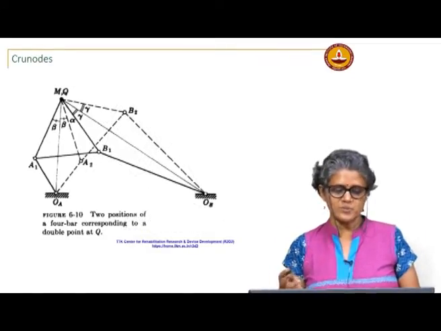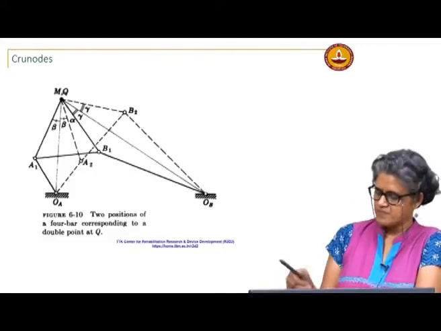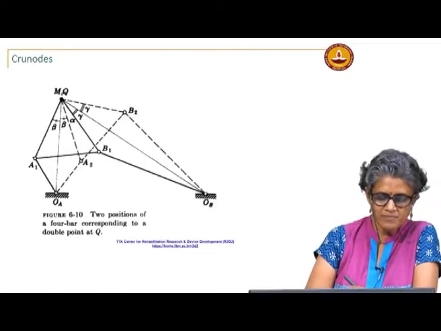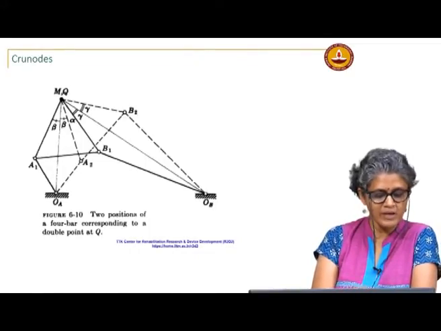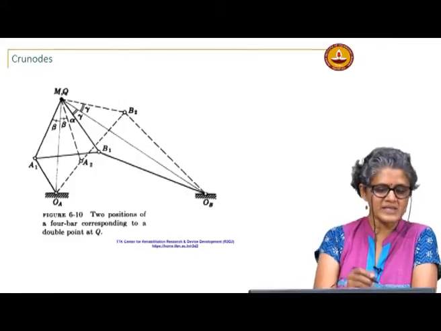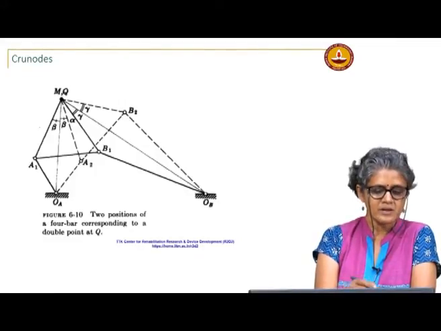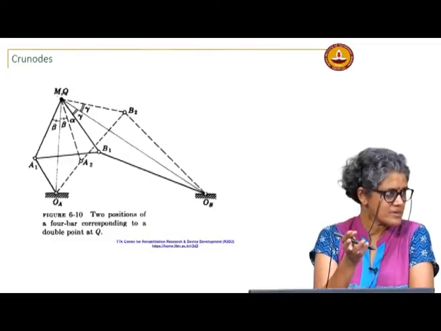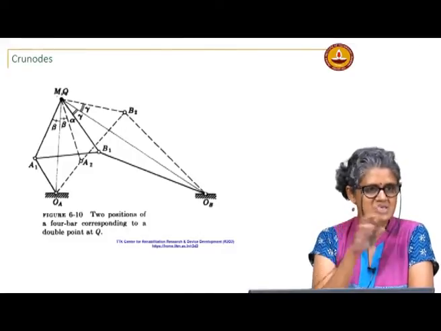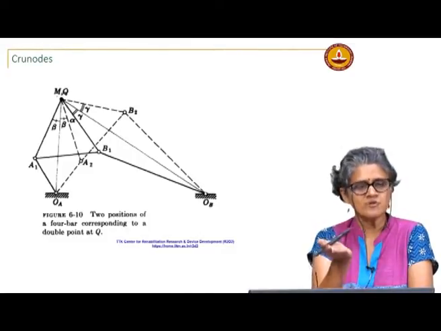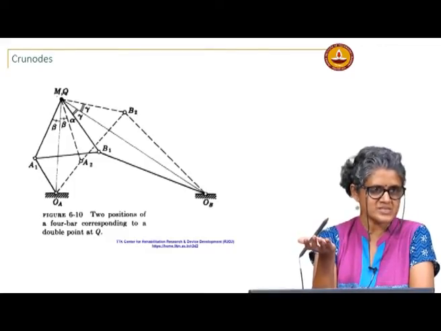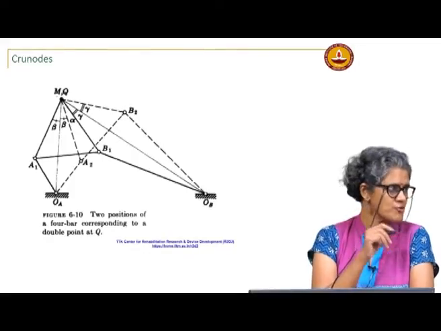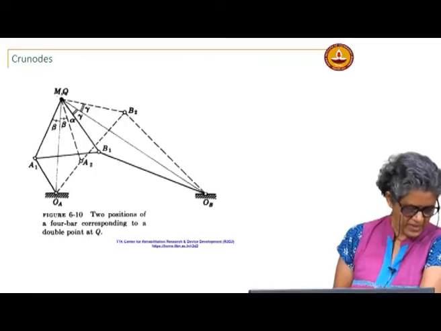So, suppose these are two positions. I have two positions of the crank here, OA A1 and OA A2, and let us say the coupler point M is at this Q both times. So, that means it is reaching Q with two different input angles essentially. So, two different configurations of the linkage give rise to the same location for that coupler point.